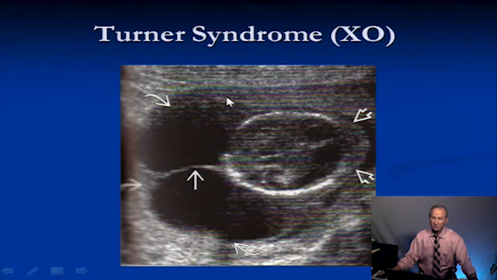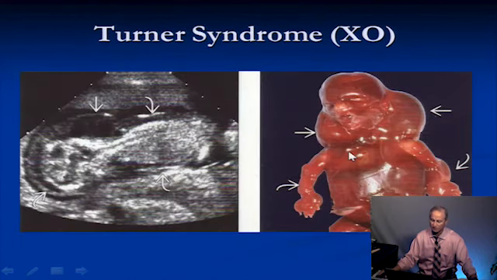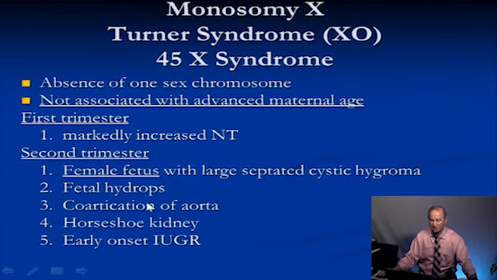But Turner syndrome can present with the largest cystic hygroma that you can see sometimes, and sometimes can be subtle, very subtle, like just a thick nuchal fold. There is increased risk for coarctation of the aorta and horseshoe kidney and IUGR.